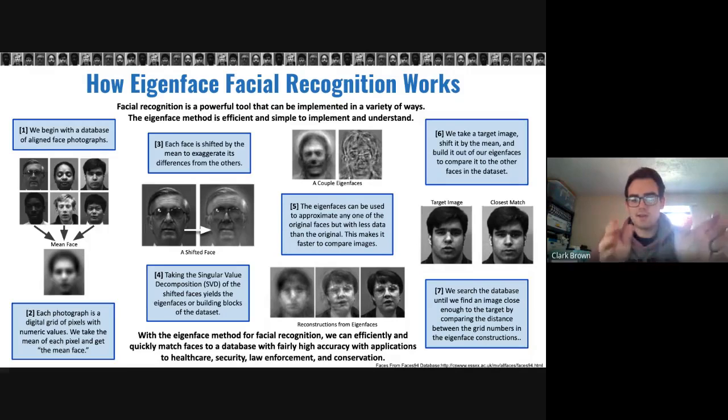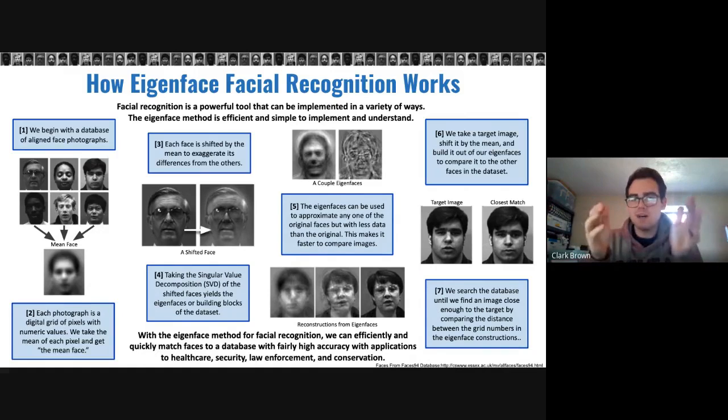And you'll see below, that woman's face is being reconstructed. That's just using more and more eigenfaces to try to recreate the original image. So we take a target image. Now we have our whole database set up with all these eigenfaces. We can take a target image and shift it by the mean, which we already have stored, and build it out of our eigenfaces using linear algebra, and then compare that to all the other faces in the data set. And that comparison is really fast because we're using these eigenfaces. It's just comparing to what's highlighted as the difference between each face. And so we find the closest one.